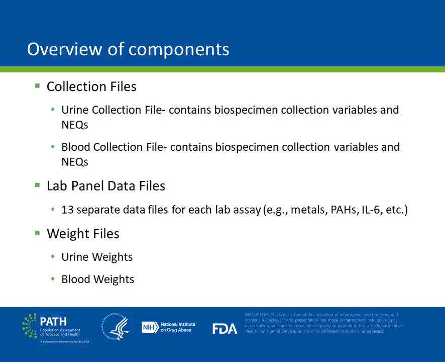The wave 1 and wave 2 data files consist of 13 separate files for each lab panel assay. Examples of the lab panel assays include the biomarker of exposure and potential harm listed previously, like metals, PAHs, IL-6. Lastly, there can be up to 2 weight files present for a given wave, a urine weight file and a blood weight file. Similar to the collection files, however, if blood is not collected from the wave 1 core at a given wave, then the weight file is not released for that specimen.